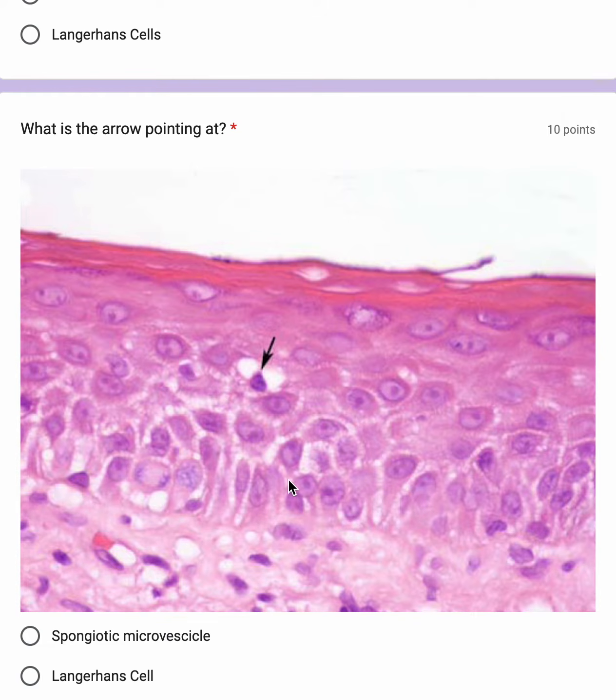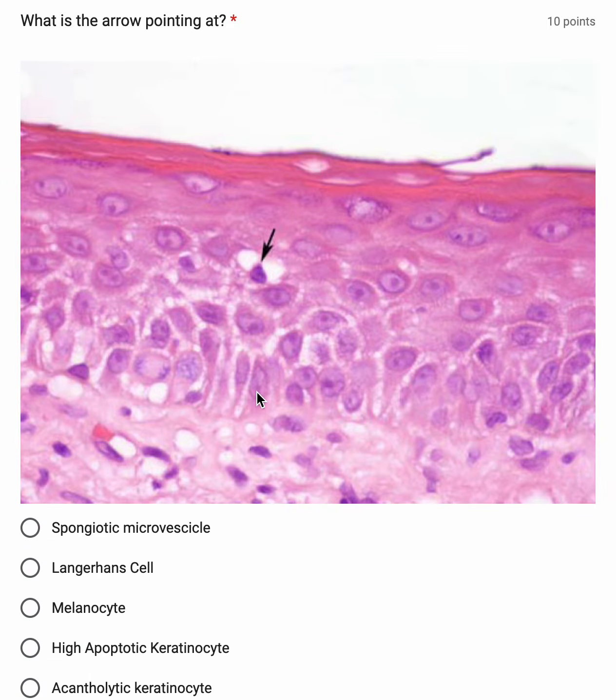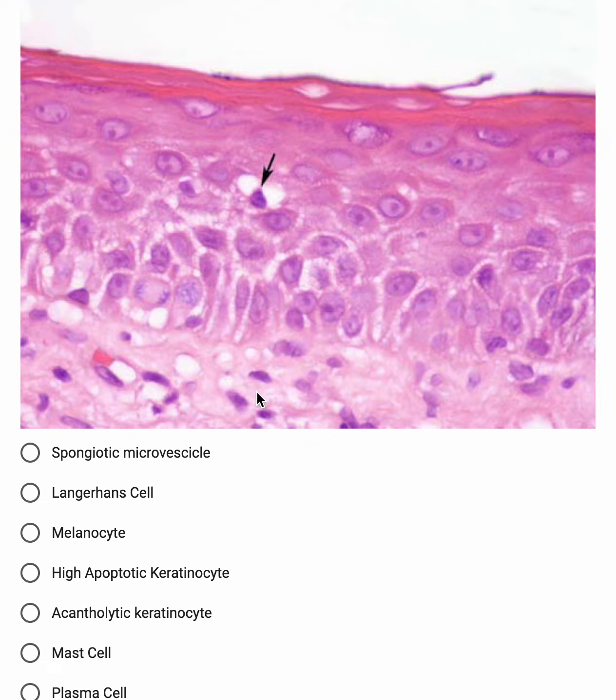Yes, there is spongiosis here. This is a case of eczema probably. In eczema, you do see a few more Langerhans cells than usual because they're antigen-presenting cells. Now, why is this not a spongiotic microvesicle? It's not a spongiotic microvesicle because there is not enough inflammation to cause a microvesicle here.